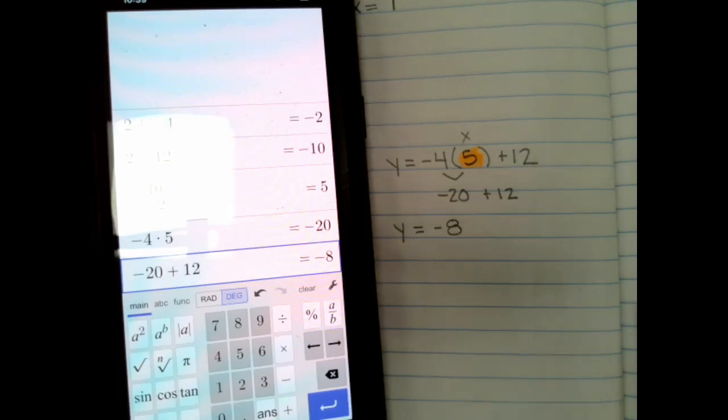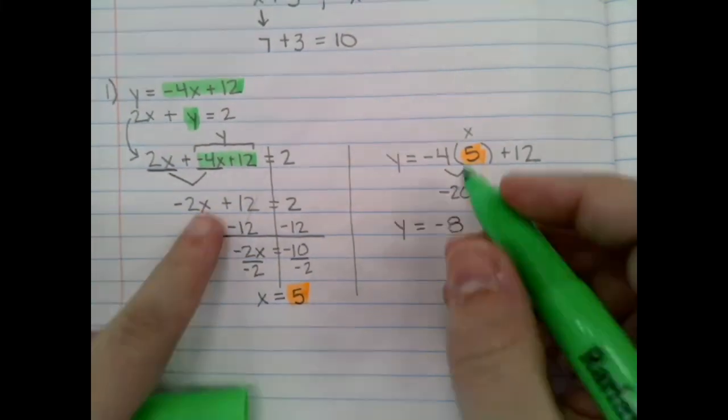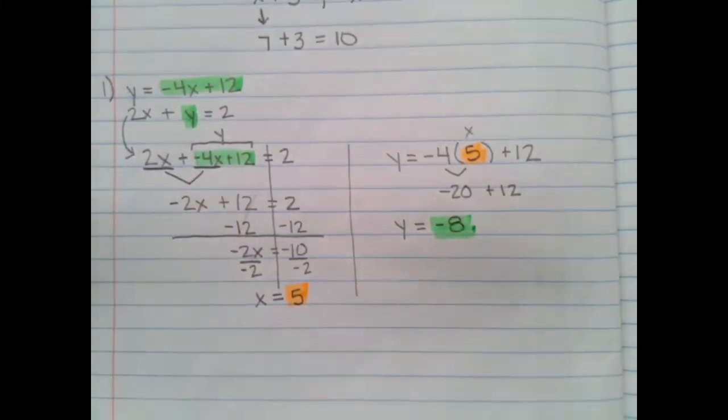If it would make your heart happy to say my y was green, if you want to flip back to your original color, you can. That way you can say, oh, y was negative 8.